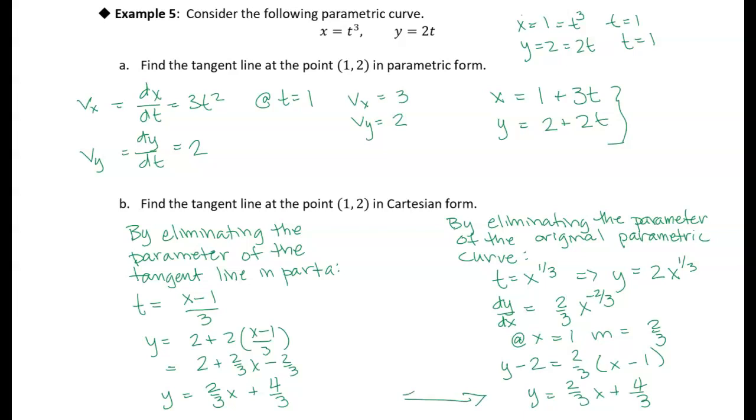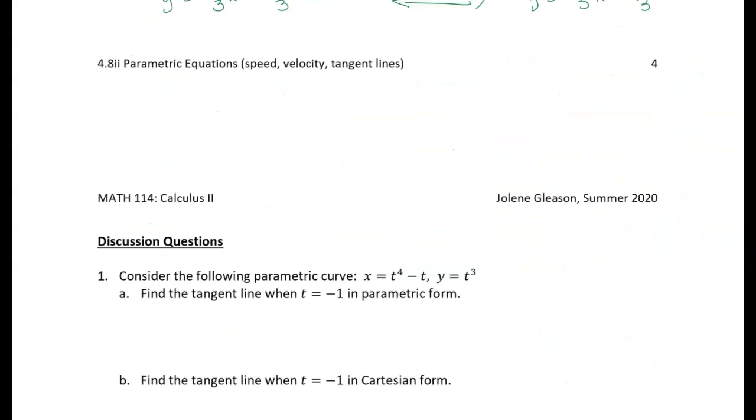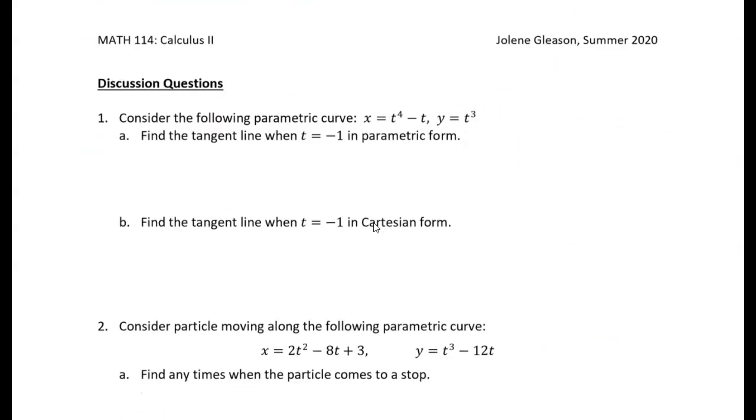Notice these are the same equation. On the right-hand side, I did it the old-fashioned way, just by differentiating the Cartesian form of the curve, and in the other one, I eliminated the parameter in the parameterized tangent line that I got in part A. But I get the same thing, so that's good. That verifies that I must have done something right. The next thing is just the discussion questions, so I'll let you take a look at those and see you in class.